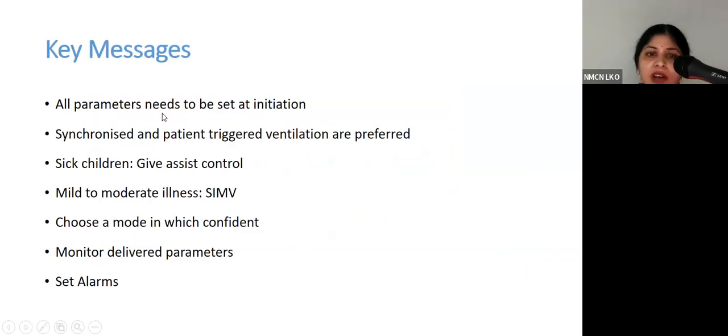So at the end, all parameters need to be set at initiation, and we need to understand what we are setting in a particular mode and what has to be decided. SIMV with patient-triggered ventilation is always preferred, but it would not be happening if you are not using flow sensors. In sick children, you can start with assist control. In mild to moderate disease, you can start with SIMV. Choose a mode in which you are confident. All babies can be taken care of by any mode, be it SIMV, PSV, or assist control. You need to know the pros and cons, monitor the delivered parameters, and set the alarms for the parameters which are not controlled.